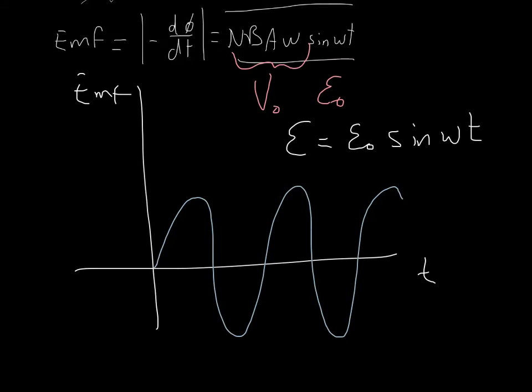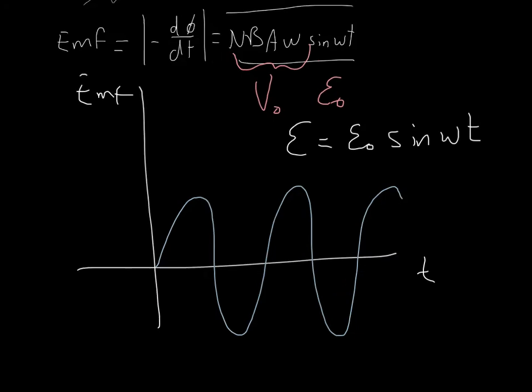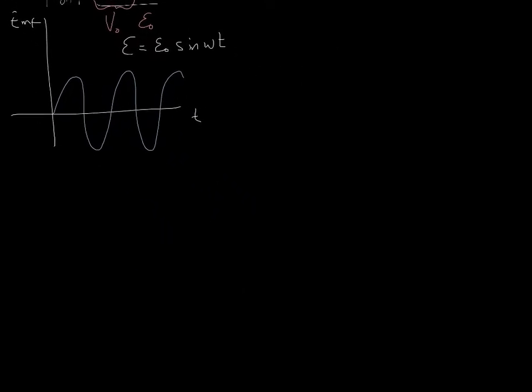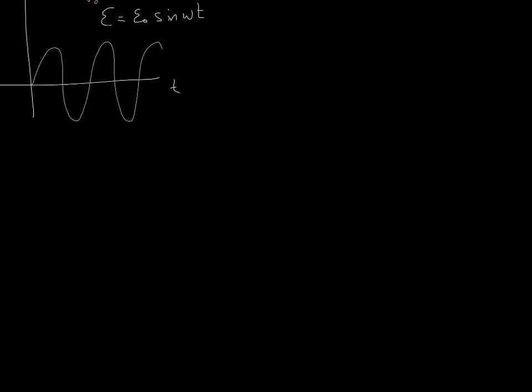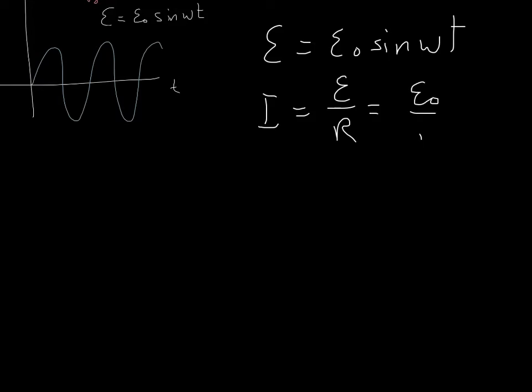Well, that's easy. Now what we should do is figure out how the resistance works. In the case of the resistance, all we need to do is use the formula that we already know. So we've got that our EMF is E0 sine of omega t, and that the current is just the EMF over the resistance. So it's going to be E0 over R sine of omega t.